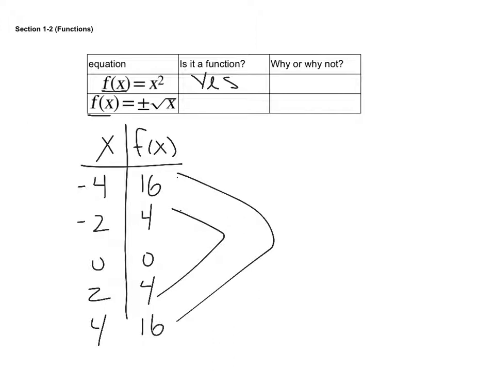However, each value of x produces only one value for y. So when x equals -4, I only get one value, 16. When x equals -2, I get one value. I get a value of 4. When x equals 2, I also get 4. But for each value of x, I get only one value for y. And then the same thing goes with the positive 4 there. When x is positive 4, y is 16. So that is a function. Okay?